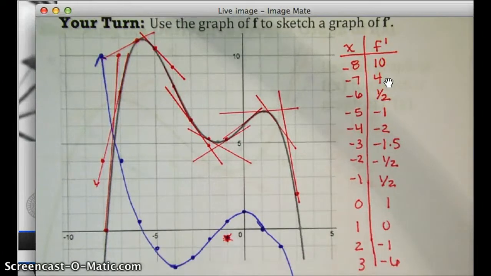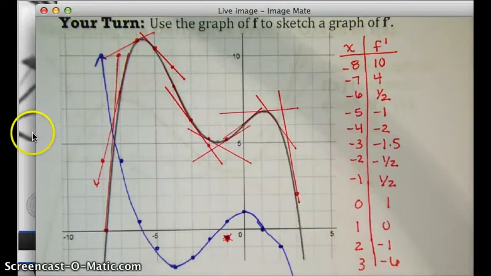Notice that for your graph and for my graph, the vertices of the original function correspond to the x-intercepts of the derivative function. There's another one here, and there's another one here. Notice also that when my derivative function is above the x-axis, which is there and in this brief section here, the original function is increasing here and here. When my derivative function is below the x-axis, as in it's negative, my original function is decreasing there and here.